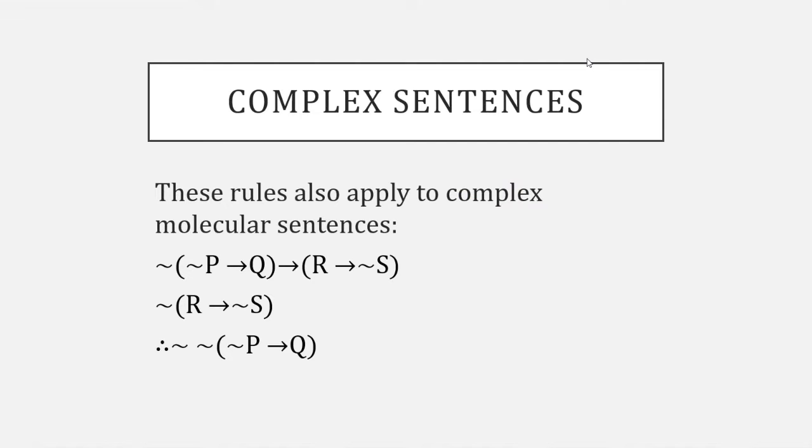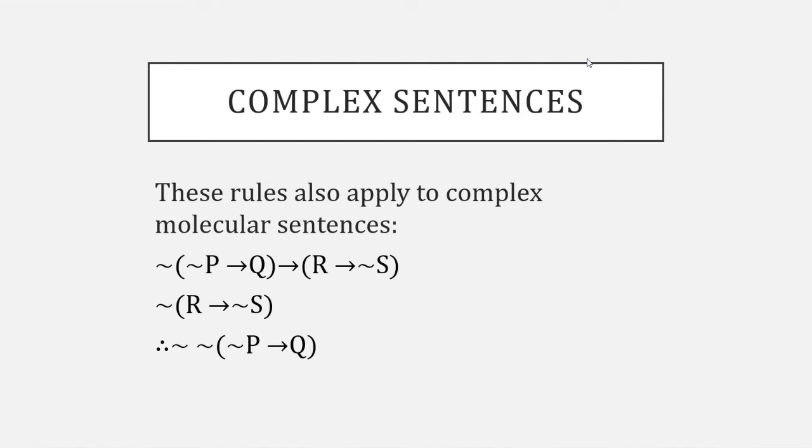So here's another valid application of the rule MODUS TOLLENS. So I've got this complex first sentence. It's not the case that, sorry, if it's not the case that if not P then Q, then if R then not S. Kind of inference you'd make every day, I'm sure. And then if you have the negation of the consequent.